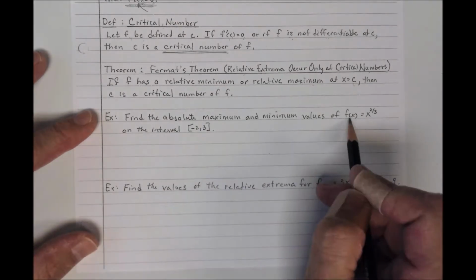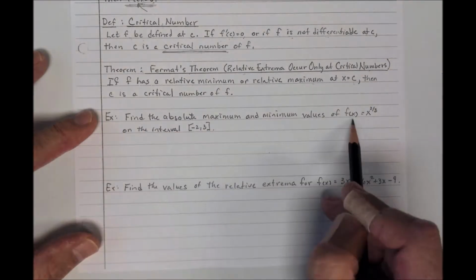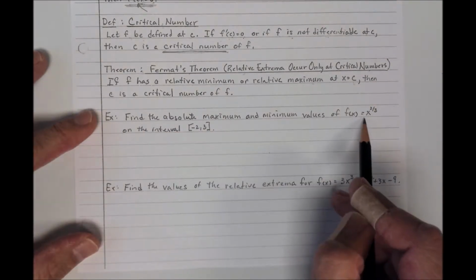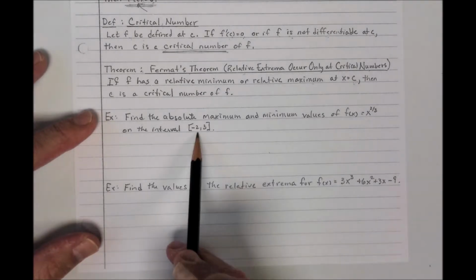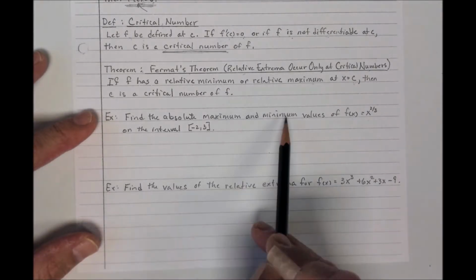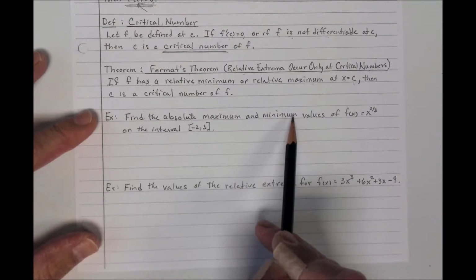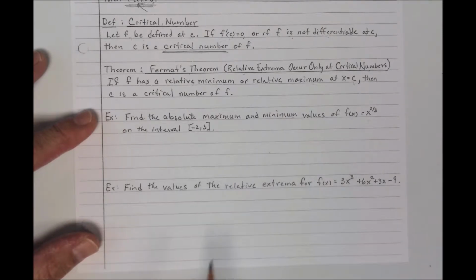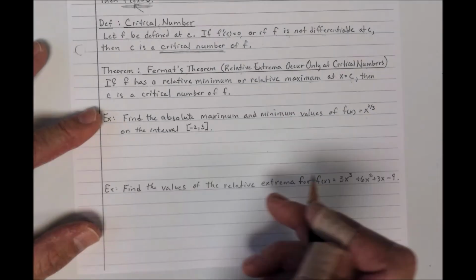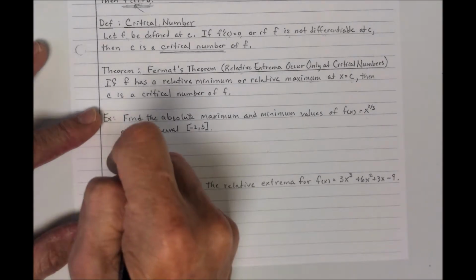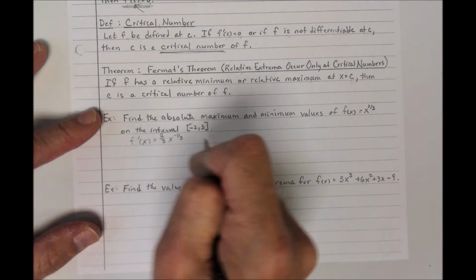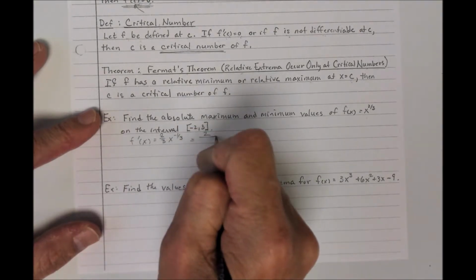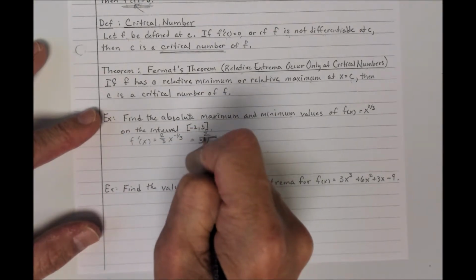First thing I'm going to do, notice f(x) = x^(2/3). This is a continuous function, and it's a closed interval, so I'm guaranteed an absolute max and an absolute min, excuse me, by the extreme value theorem. So I am going to take the derivative, which would be 2/3 x^(-1/3), which is 2 all over 3 times the cube root of x.